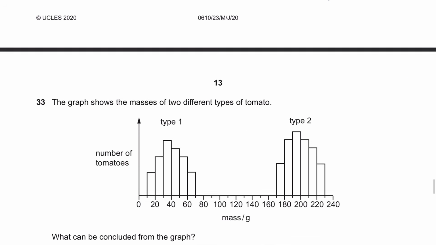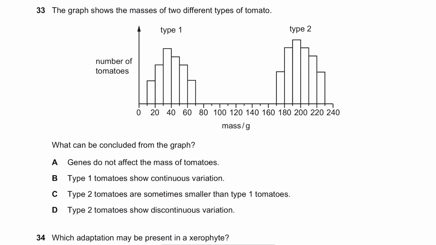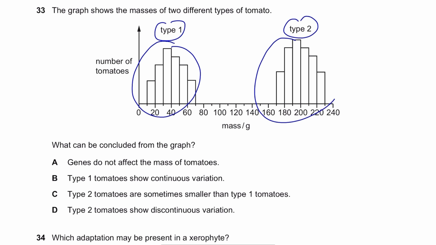Question 33. The graph shows the masses of 2 different types of tomato. What can be concluded from the graph? A. Genes do not affect the mass of tomatoes. Well, we can't really tell this from the graph, and I think it does because you can see that for type 1, they're all just here, and for type 2, they're here. So, nope. Then type 1 tomatoes show continuous variation.